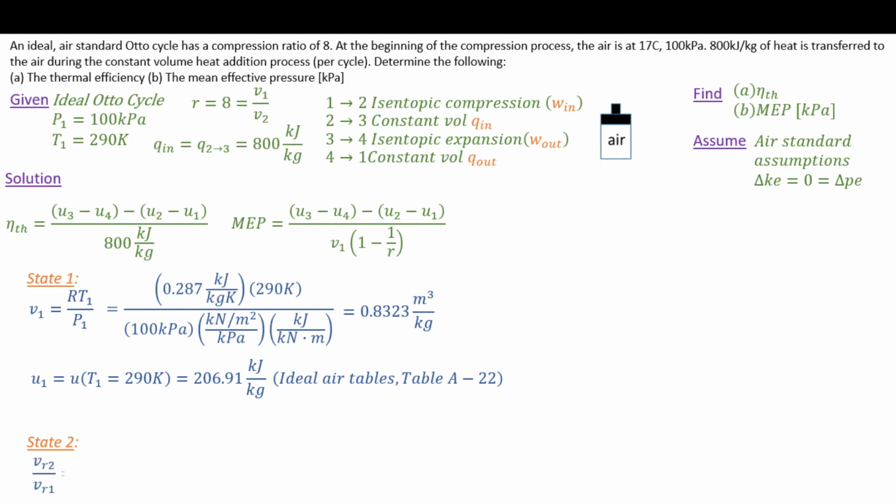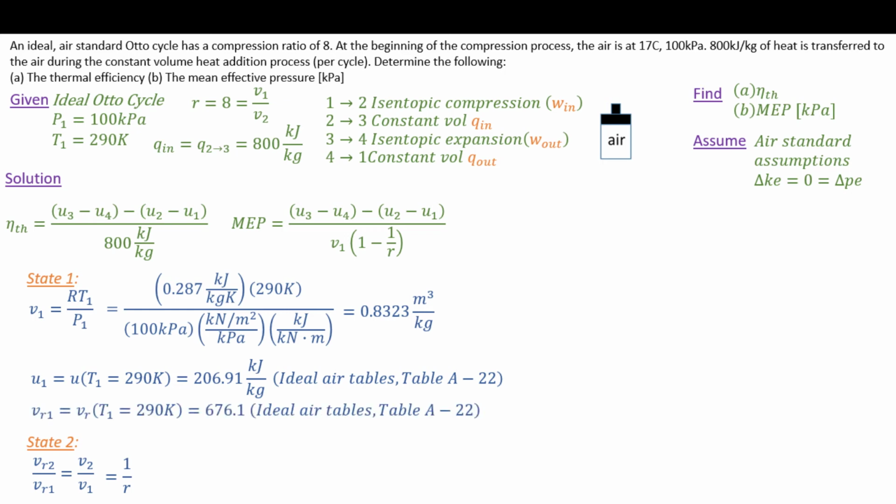Now I need to go to state 2, and part of how you work your way around these cycles is figuring out how state 2 is related to state 1, or maybe state 3. How is it related to the states before and after it. And from 1 to 2, you have an isentropic compression of an ideal gas, so you can apply an isentropic relationship for an ideal gas. And that's convenient because I know the ratio v2 over v1 is just 1 over the compression ratio r.